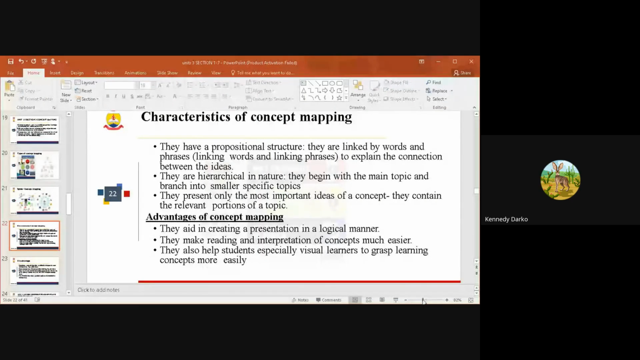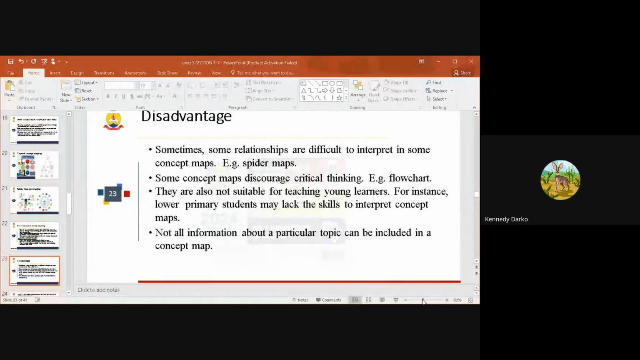They make reading and interpretation of concepts much easier. So when you are reading and marking, it helps you to mark whatever you have before you. So simple. They also help students, especially visual learners, to grasp learning concepts more easily. Those who learn through their visuals, when you draw the concept map for them, are able to relate to and understand whatever they are learning so well. Because in unit 1, we looked at the types of learning and the kinds of senses you can use to learn.